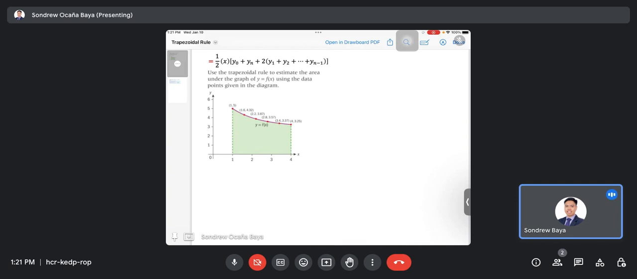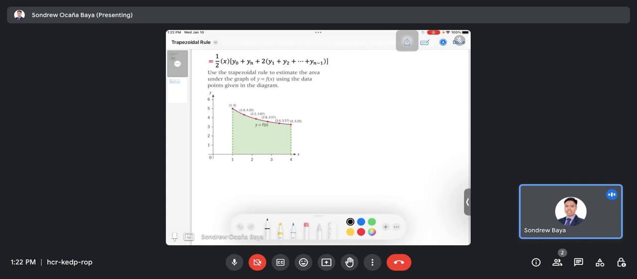Okay? So for item number one, this is actually quite easy. We can just directly proceed at applying the trapezoidal rule. To make it a lot easier, we can organize this in the form of a table so that we can easily see the intervals.